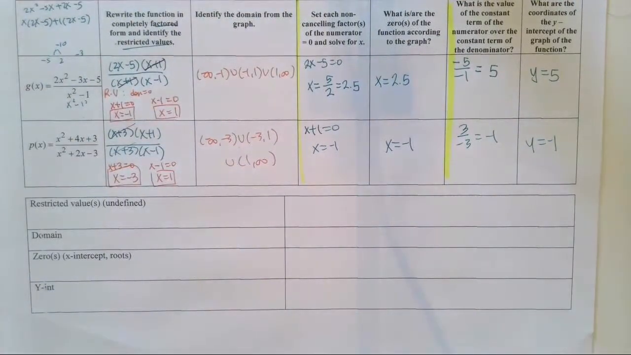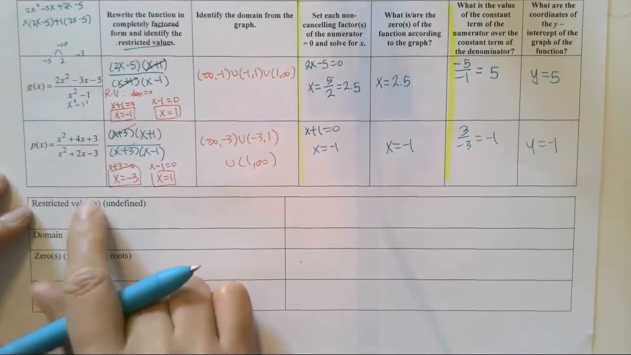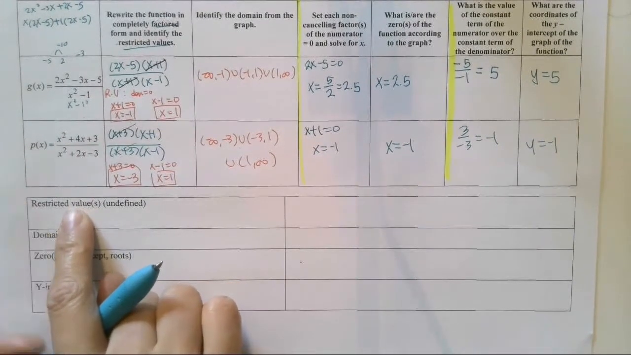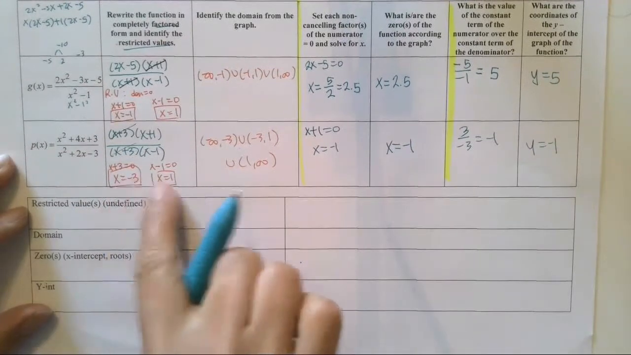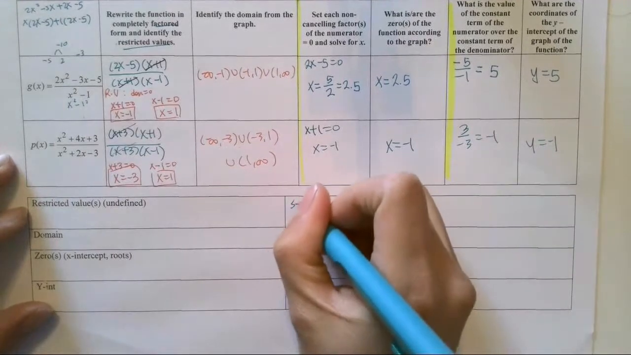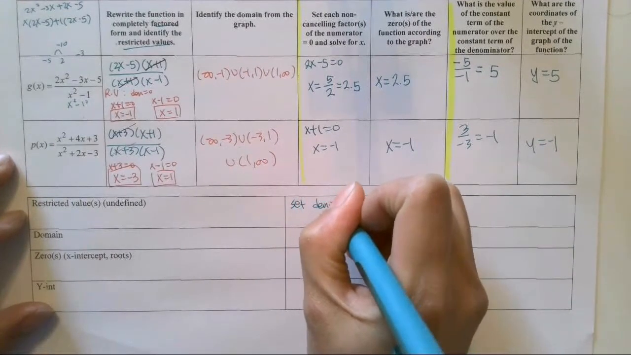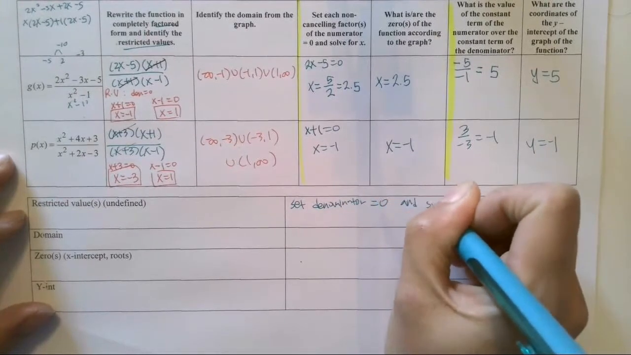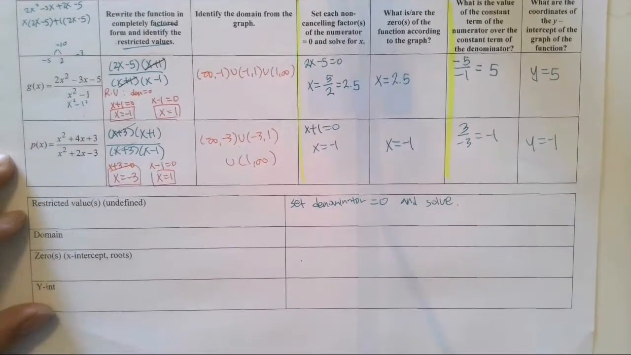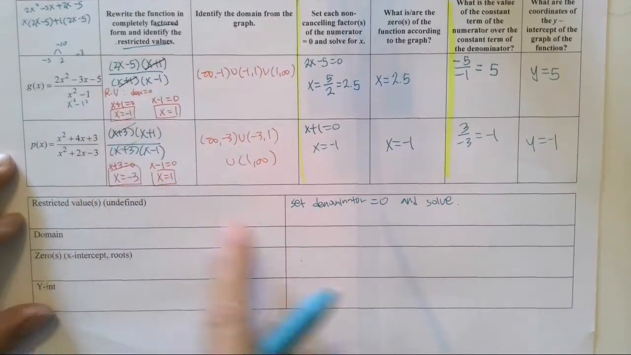So now, are you ready? We're going to write down how to find each one without looking at the graph. So number 1, how would you find the restricted value? By the way, the restricted value on the Delta Math is going to use the vocabulary called undefined. So how would you find the undefined value? Set your denominator equal to 0 and solve. Isn't that what we did? Set your denominator equal to 0 and solve.